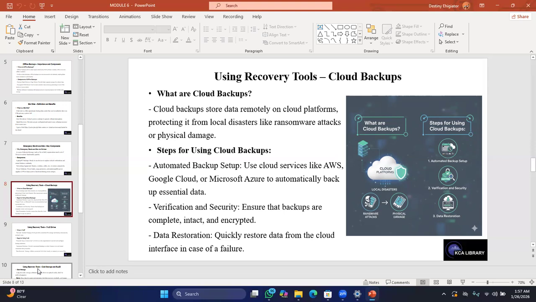Automated backup setup. Use cloud services like AWS, one of the best, Google Cloud, or Microsoft Azure to automatically back up essential data. Then verification and security. Ensure that backups are complete, intact, and encrypted. Then data restoration. Quickly restore data from the cloud interface in case of a failure.